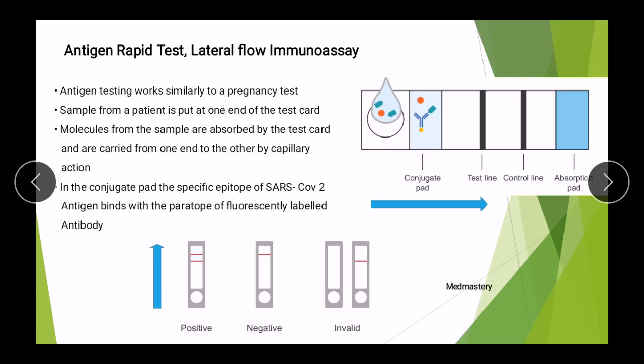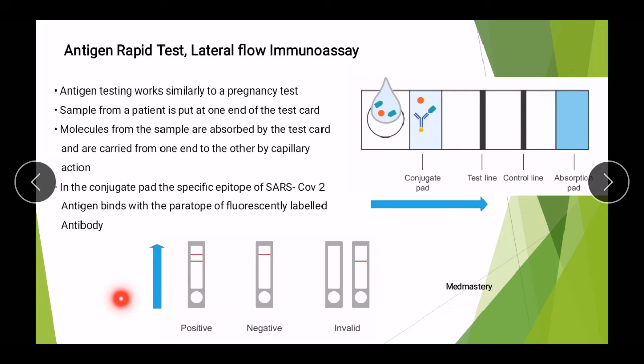Once it moves from left to right, there is a conjugation happening between the fluorescently labeled antibody, which is specific towards the nucleocapsid protein, and it can mobilize. So it is a movable antibody. Further, we have a test line and a control line which have immobilized antibody, which I'll be explaining in further slides. And the absorption pad will restrict further mobilization of the antibody. Now it is very important to interpret the results.